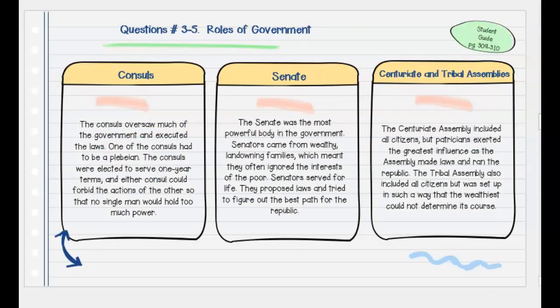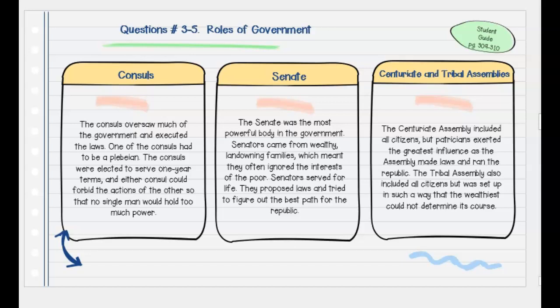Questions 3 through 5, roles of government. Consuls. The consuls oversaw much of the government and executed the laws. One of the consuls had to be a plebeian. The consuls were elected to serve one-year terms, and either consul could forbid the actions of the other so that no single man would hold too much power.